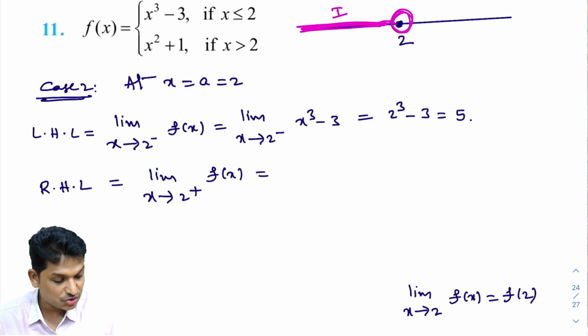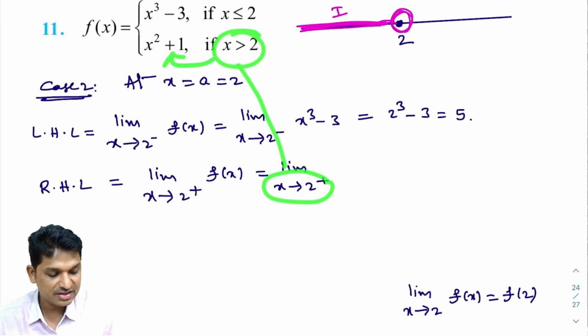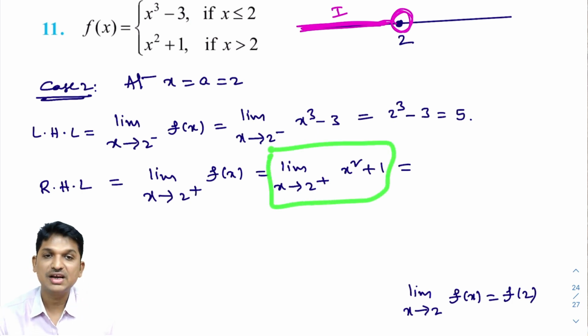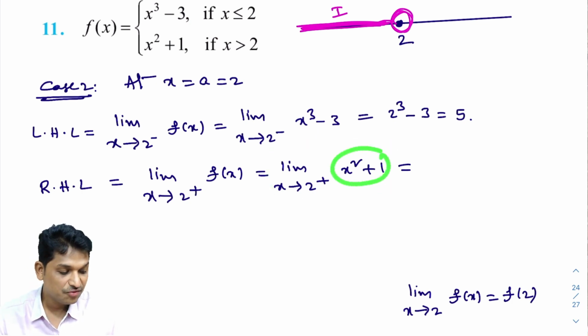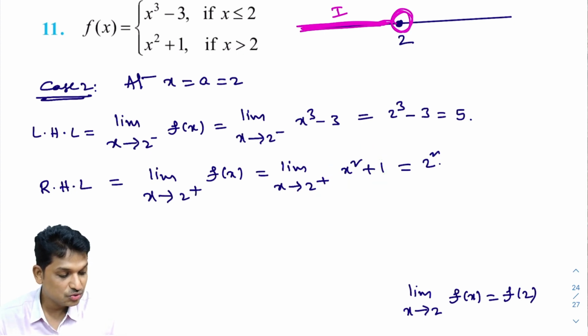Okay, then which function to choose? Limit x approaches 2 from the right. Here x approaches 2 from the right means all x values are greater than 2. When x values are greater than 2, which function to choose? This function, x square plus 1. Now we need to calculate this part. How? In this function, wherever x is there, you write 2. What will you get? 2 square plus 1. We got 5.